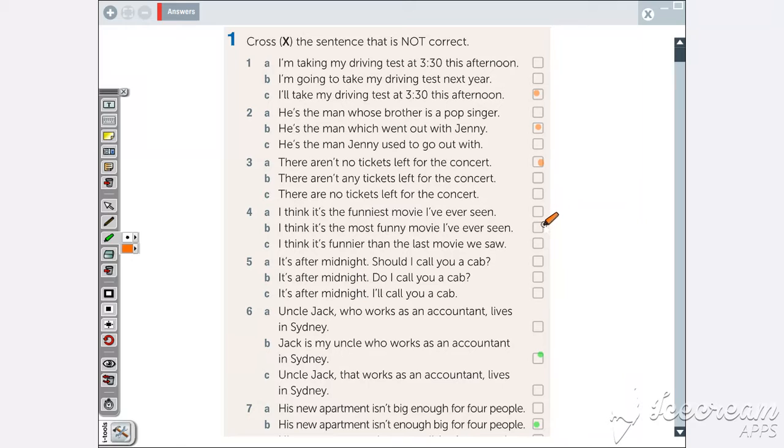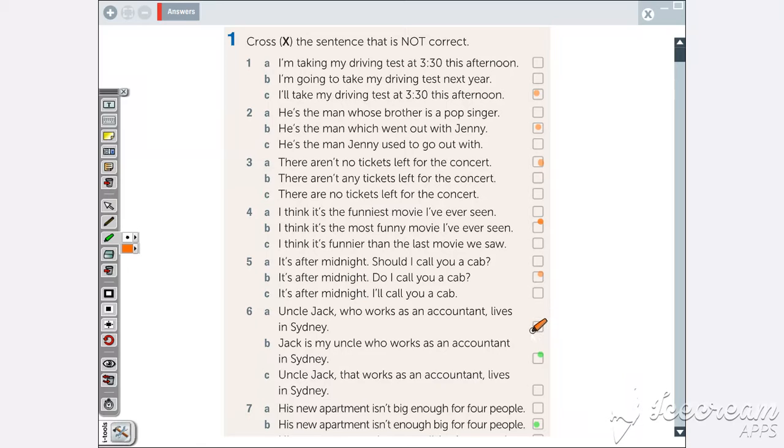Now, number four, the answer is going to be, let me check, "the funniest movie I've ever seen." Number four is the letter B. Once again, it's not correct, okay? I think it's "the most funny movie I've ever seen." Now, remember that we talk about the present perfect, and the time clause is not correct, okay? Number five, it says letter B: "It's after midnight. Should I call you?" Or "After midnight, do I call you?" That means you don't want to call them. So the answer in number five could be letter B, okay?